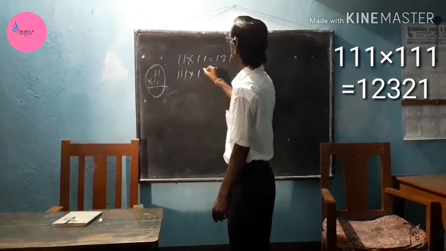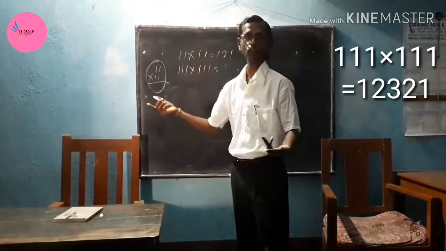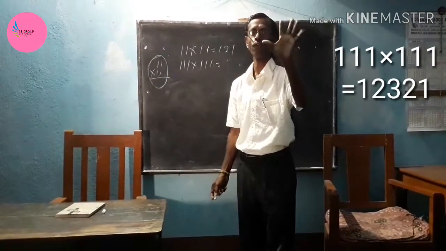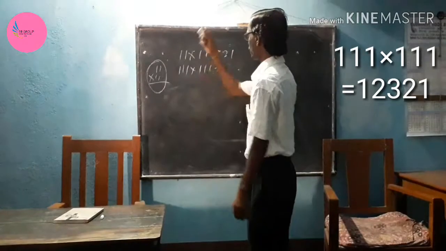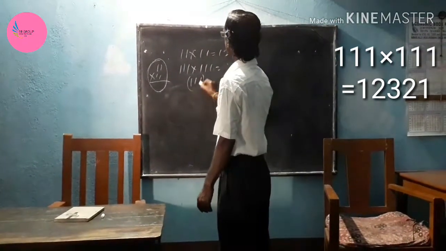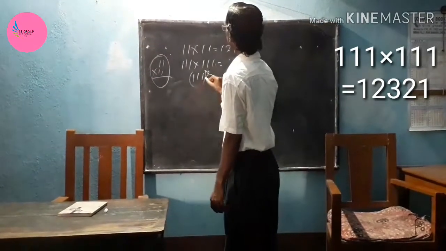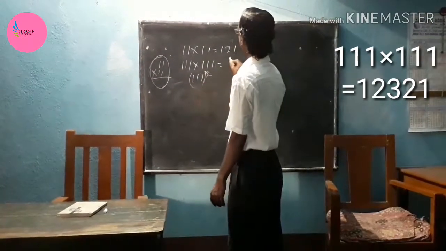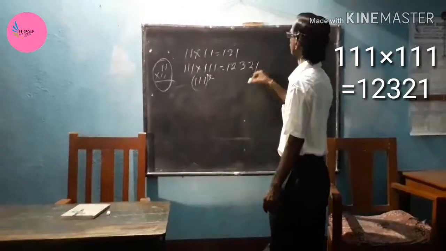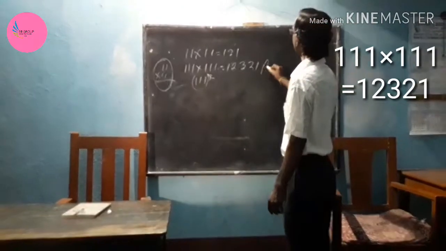But if I ask you 111 multiplication 111, how will we calculate easily within a moment? Just count 1 2 3 as it comes out. Here is 111, so here is a cube. So you just write 1 2 3 2 1. The answer comes out.